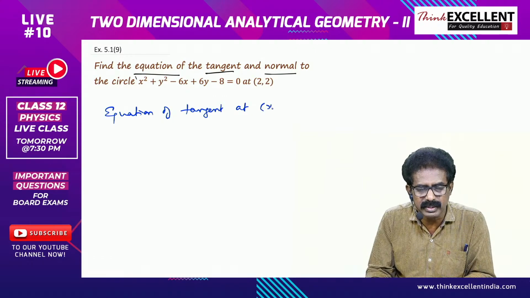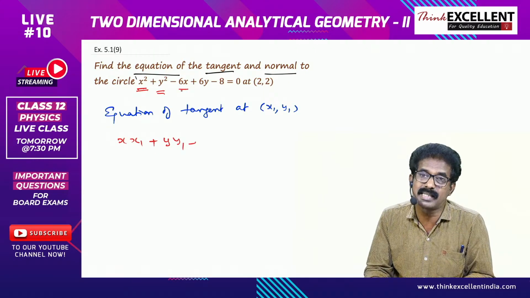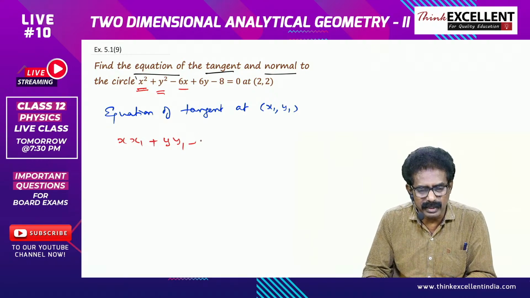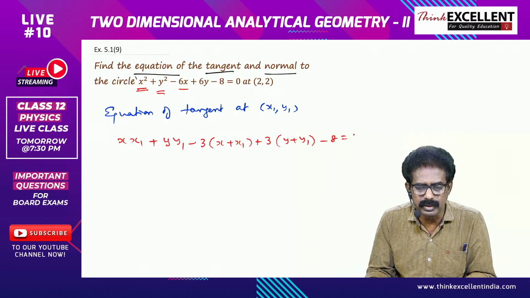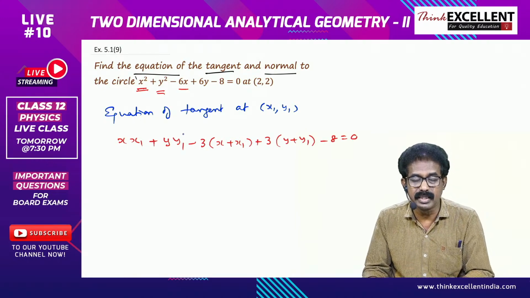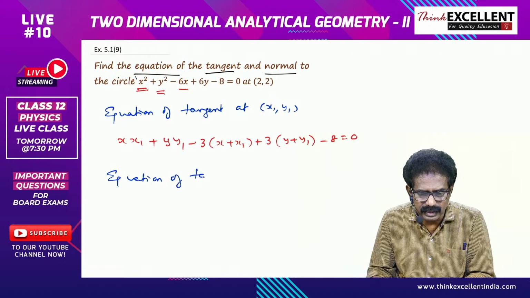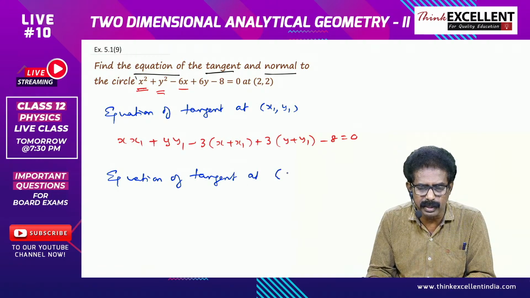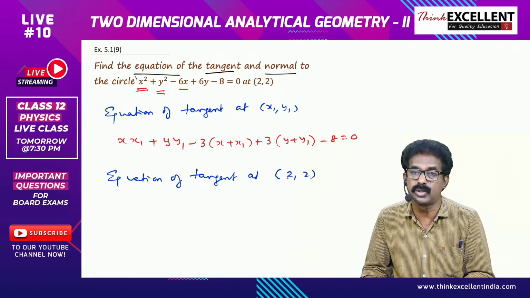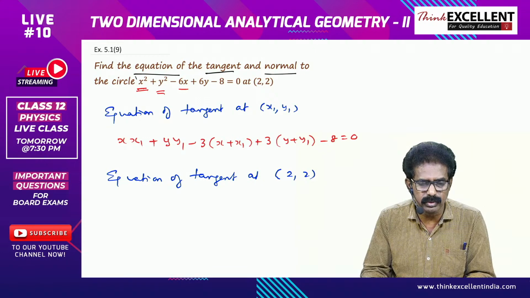at x1 y1 first நம்ம எழுதணும். என்ன செய்யணும்? இப்போ நான் சொல்லி கொடுத்த மெத்தட் எந்த ஃபார்ம்ல நீங்க மக்க பண்ண வேணாம். x ஸ்கொயர் எப்படி எழுதுங்க? xx1 plus y square you write it as yy1 minus 6x 3 into 2x இல்ல, minus 3 into 2x x plus x1 plus 6y 3 into 2y y plus y1 minus 8 equal to 0. இதுதான் என்னது? equation of tangent at x1 y1. நமக்கு வேண்டியது equation of tangent at என்ன பாயிண்ட் 2, 2, meaning x1 க்கு இடத்துல 2 கொடுங்க, y1 க்கு 2 கொடுங்க. For x1 you give 2, y1 also give 2.